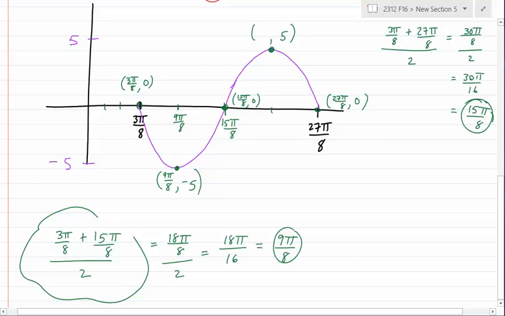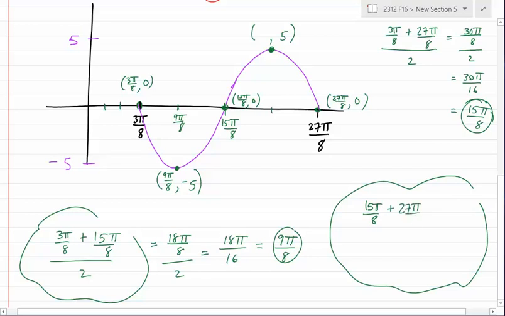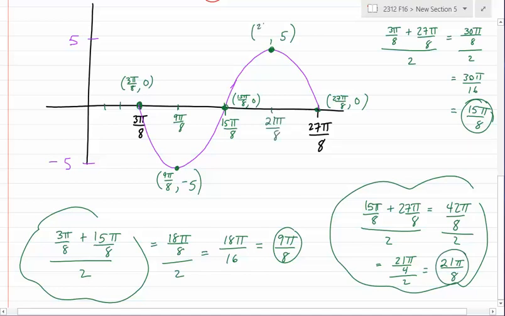And then to get this maximum, that key point, I'd be finding the middle of 15 pi over 8 and 27 pi over 8. Oh, I have to divide by 2, sorry. Oh, I'm going to reduce the top already. So 21 pi over 8. And there it is, really painless.